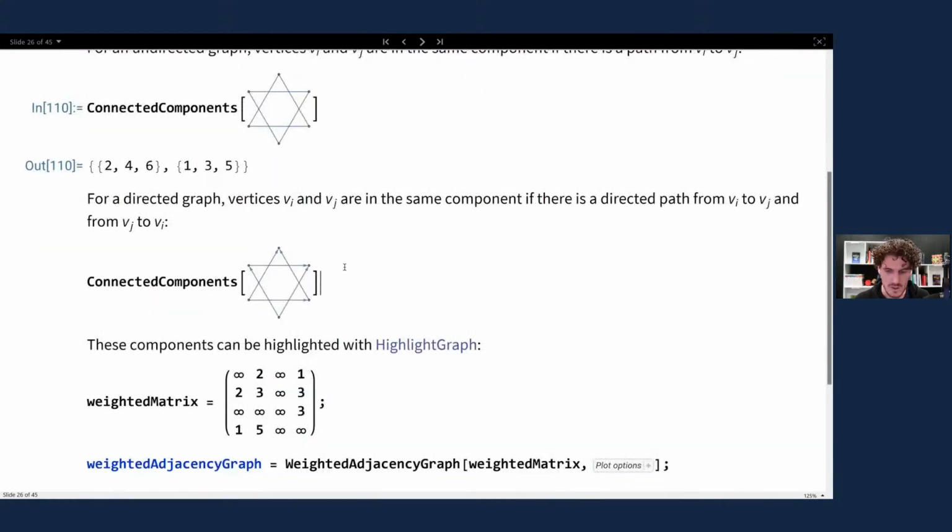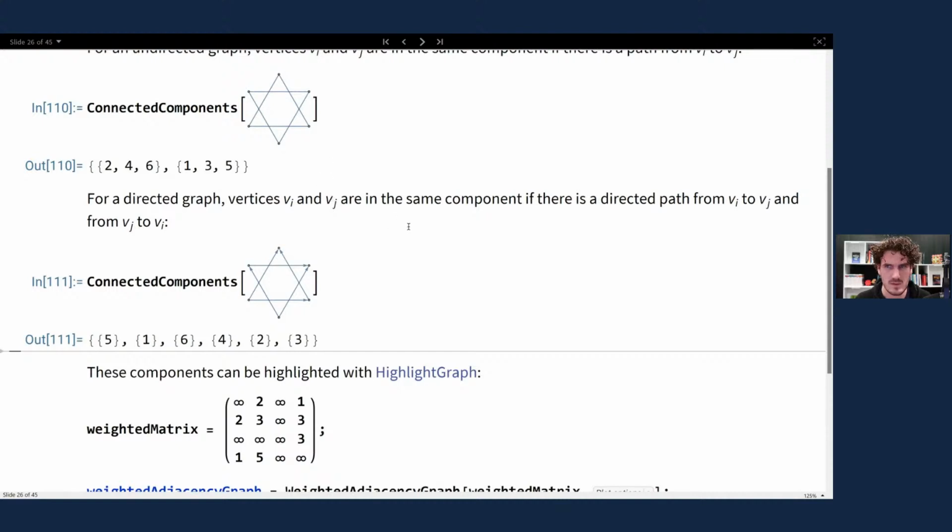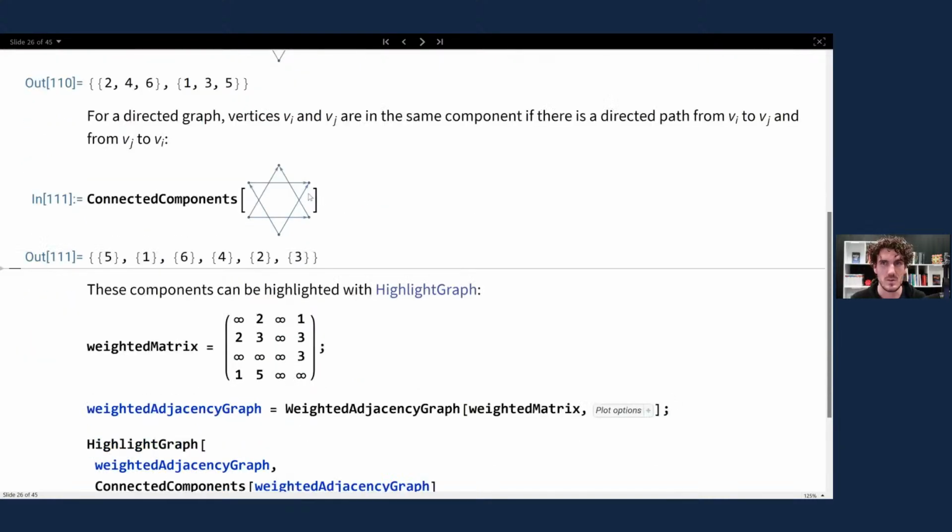This works slightly differently for directed graphs, because by making the graph directed, we're not allowing certain components to be connected, because there is no directed path from one to another.